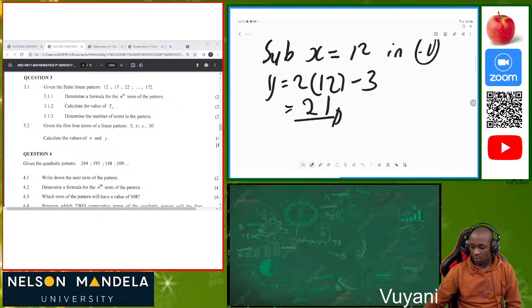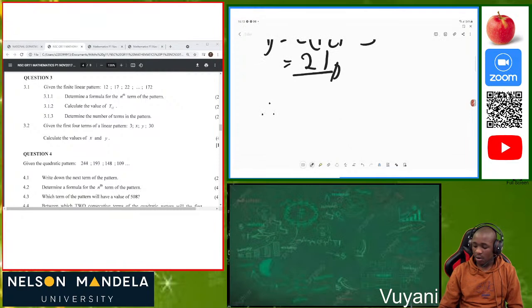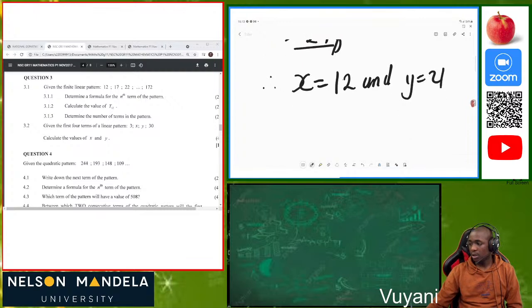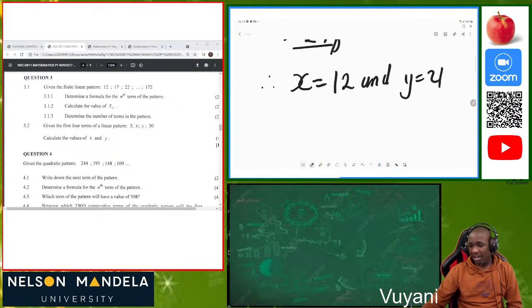So now you can conclude and say, therefore your x will be equivalent to 12, and your y will be equivalent to 21. So in other words, you have solved this question simultaneously.